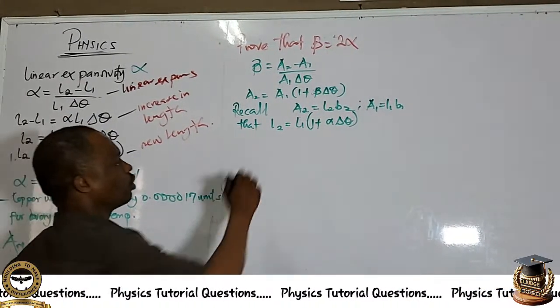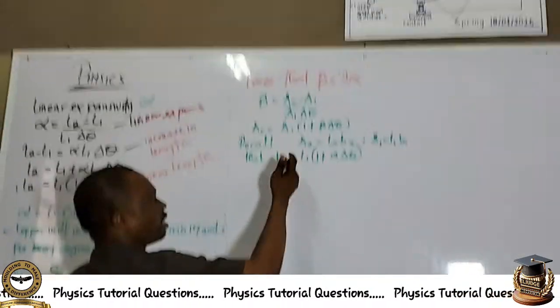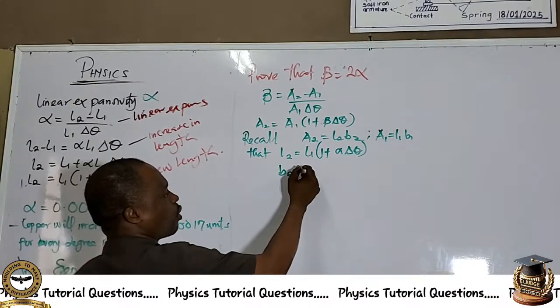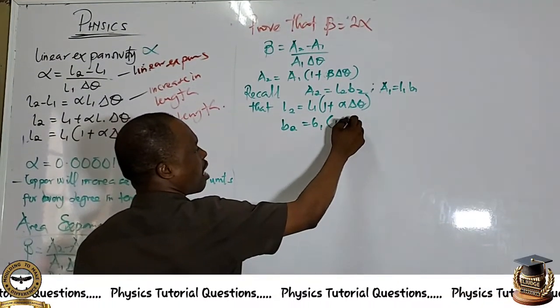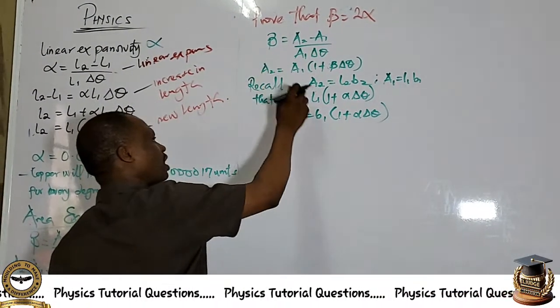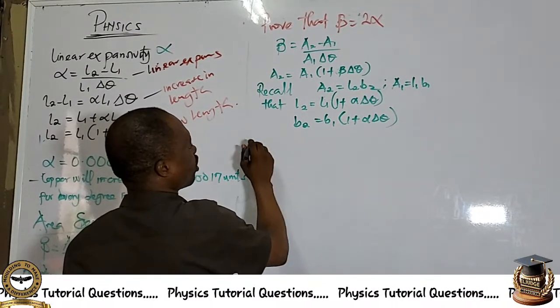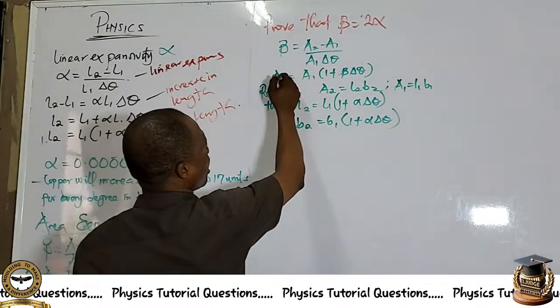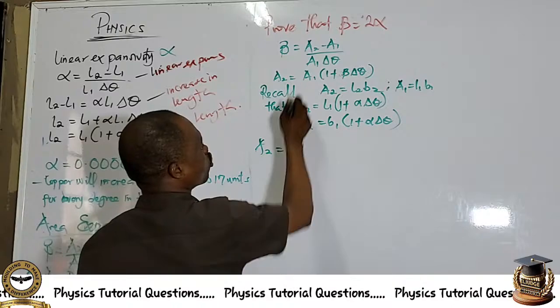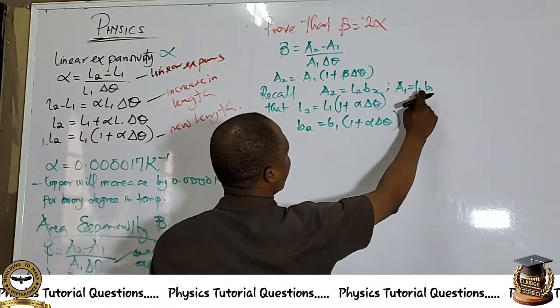So for L2, we have given this. Since this is a length, then we can also imply that B2 will be what? B1 into 1 plus alpha delta theta. Then you bring this into this equation, because we are having A2. We are looking for A2 equals to A1. What is A1? L1 B1.